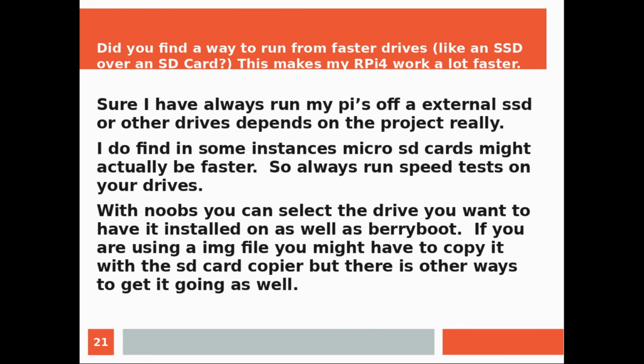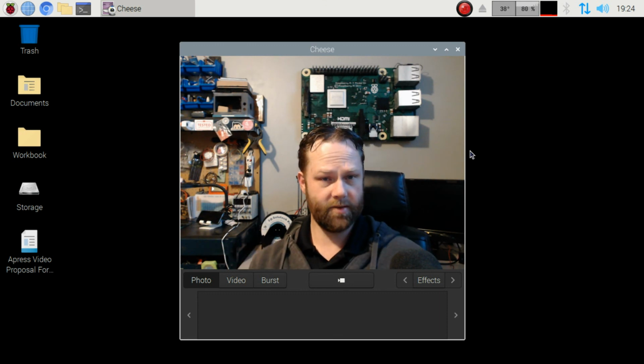Sure, I've always run my Pis off of external SSD drives or other drives, depends on the project really. I do find in some instances microSD cards might actually be faster, so always run speed tests on your drives. With NOOBS, you can select the drive you want to have it installed on, as well as BerryBoot. Both great bootloaders. If you are using an IMG file, you might have to copy it with the SD card copier, but there are other ways to get it going as well. So that sums it up.